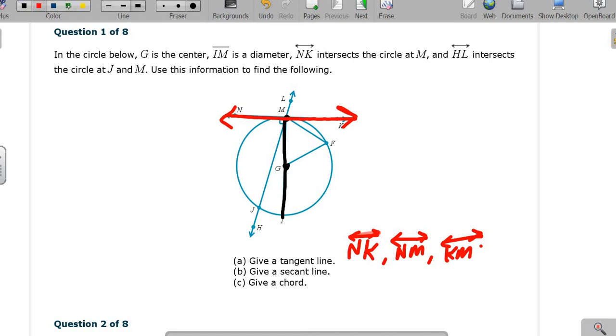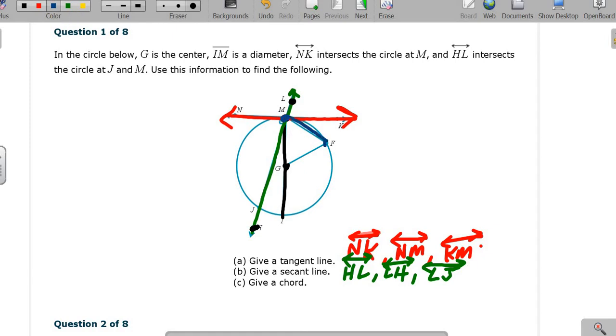Give a secant line. A secant goes through the circle, so you must start from the outside. So H going through the circle all the way through L. So HL, and again, it must be a line. You could have done LH. Again, it's a line. You could have done LJ. But all of these are lines, and you must include at least one point that is outside the circle, such as H or L.